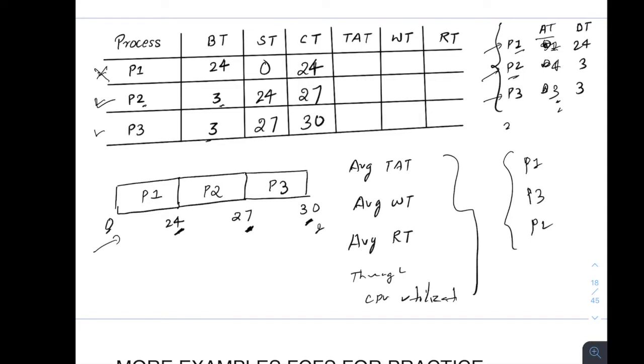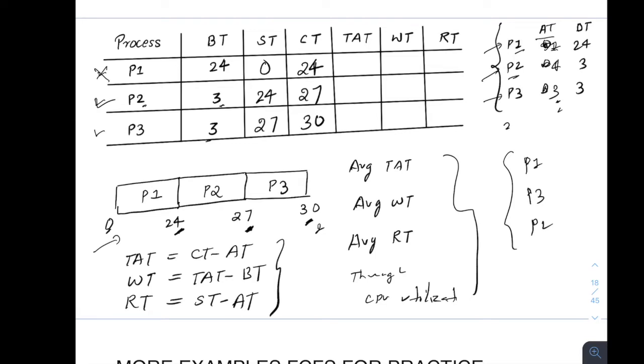Now if you remember the formula, TAT is CT minus AT. Waiting time is TAT minus burst time. And response time is start time minus arrival time. If you apply this formula, TAT is completion minus arrival. The arrival time for all is 0. That means this is 24, 27 and 30. Turnaround time will be the same because arrival time for all is 0.